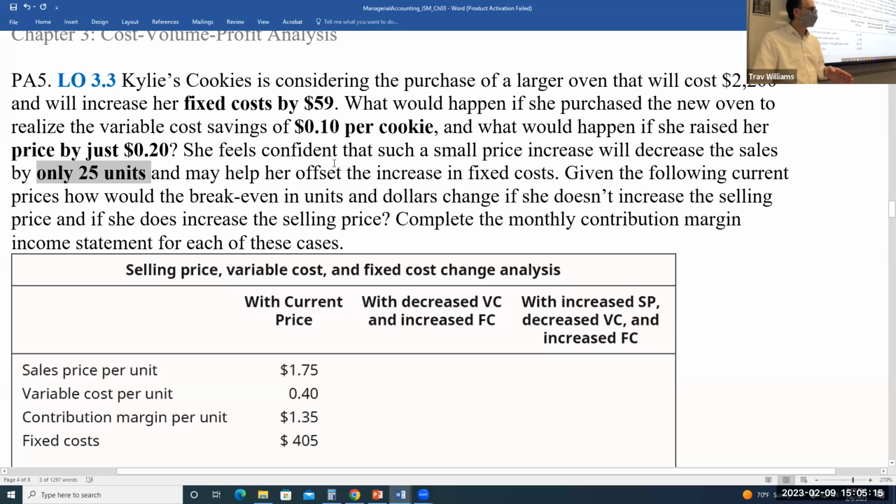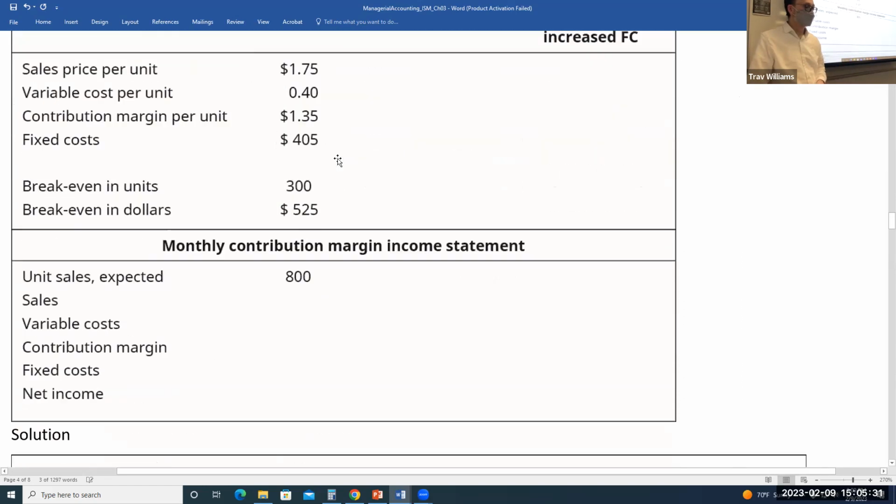So we are going to look at these 3 different scenarios. One is leaving things how they are. One is only decreasing variable cost and increasing fixed cost. And the last one is the changes in costs, but also the change in price and units sold. Okay.